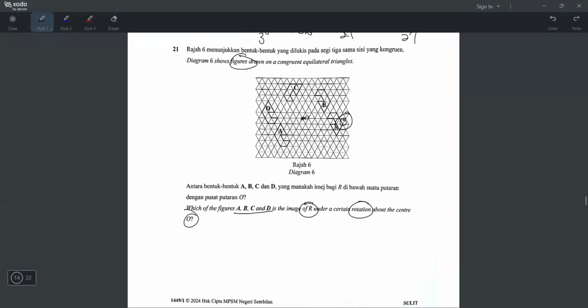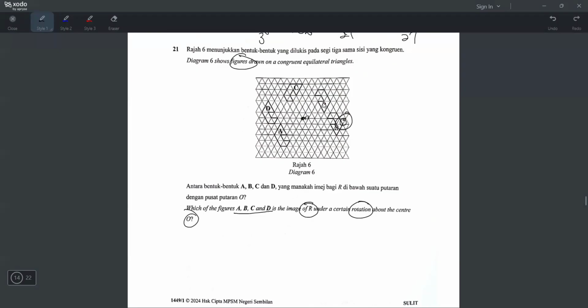So if O is the center, which one of these will be the image, right? They never say rotate how many degrees. They never say clockwise or anti-clockwise. They just give you the center only. So we just look at A, B, C, D and see which one makes sense to be the image of rotation, right?